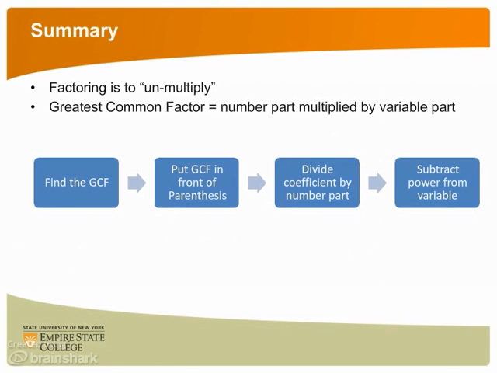Factoring is unmultiplying a polynomial. It is determining what you multiply together to get a given answer. We considered factoring out the greatest common factor. It may have numerical and variable parts, depending on the problem. To actually factor, first find the GCF and write it in front of an open parenthesis. Then, term by term, divide the coefficient by the numerical part and subtract away the variable part from the original exponent.